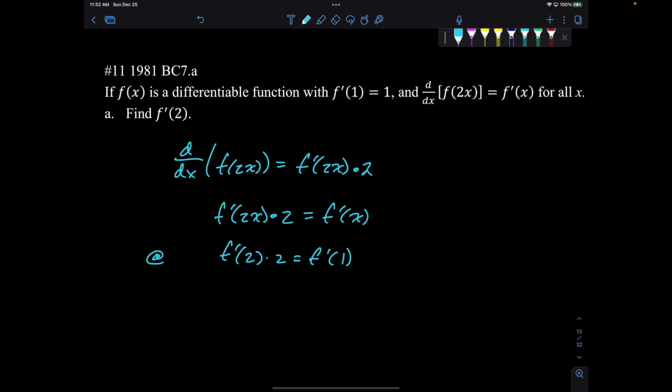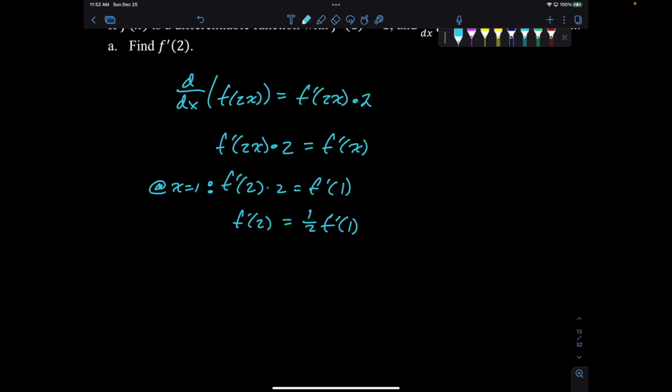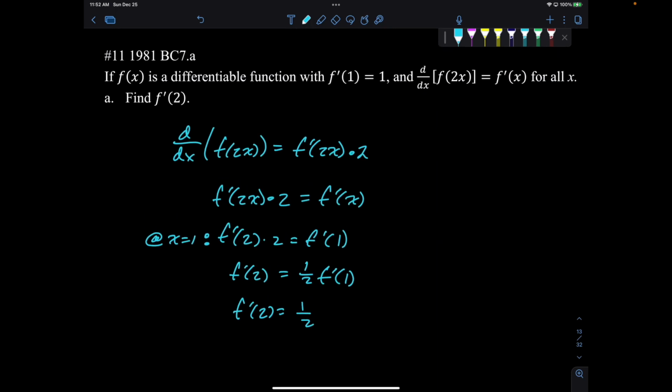It's like at x equals 1. So f prime of 2 is 1/2 f prime of 1. And f prime of 1 is given, it's 1. So f prime of 2 is 1/2. And that's it. I just liked the question, and that's why I included it.